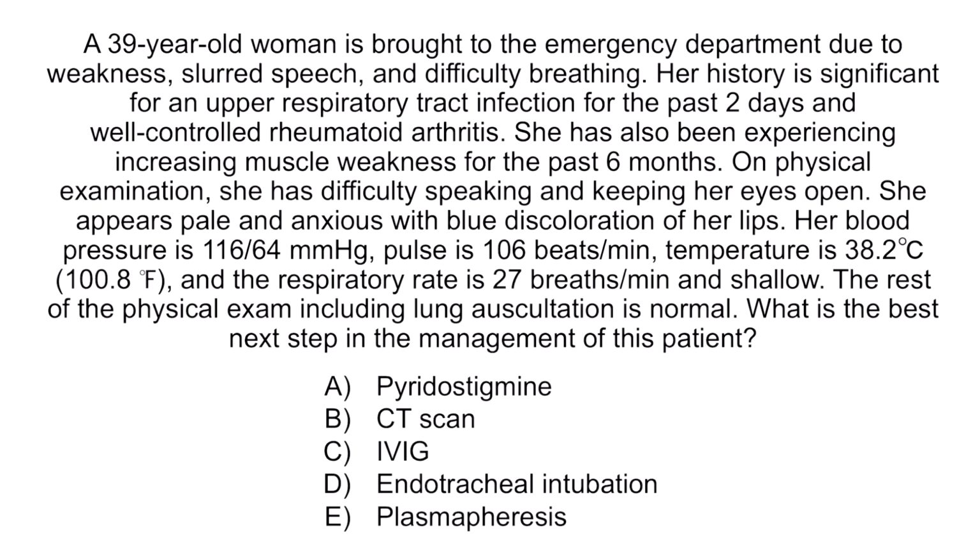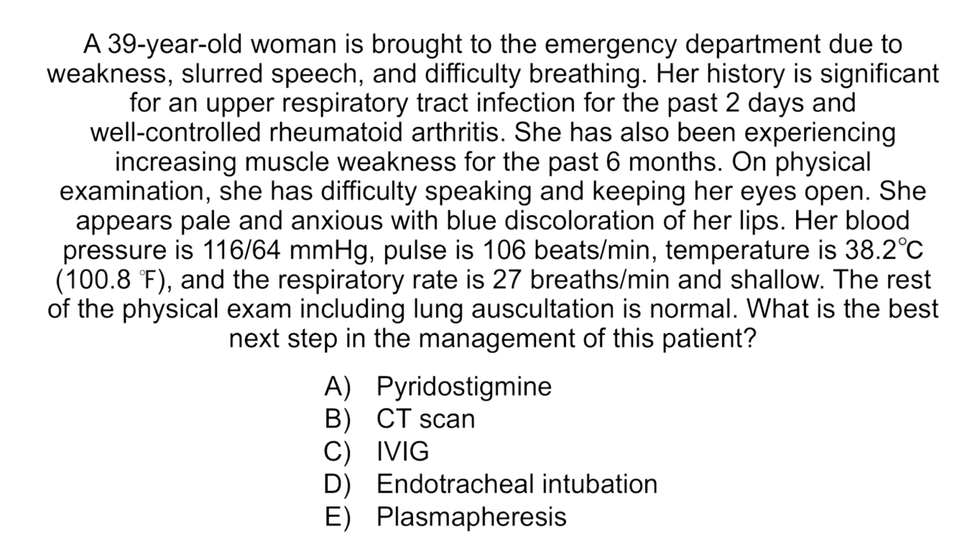A 39-year-old woman is brought to the emergency department due to weakness, slurred speech, and difficulty breathing. Her history is significant for an upper respiratory tract infection for the past 2 days and well-controlled rheumatoid arthritis. She has also been experiencing increasing muscle weakness for the past 6 months. On physical examination, she has difficulty speaking and keeping her eyes open. She appears pale and anxious with blue discoloration of her lips.